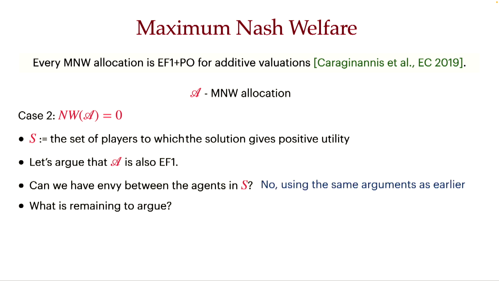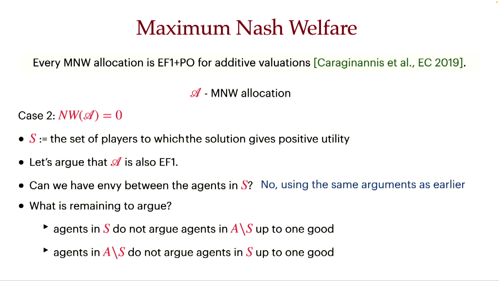Now, what is remaining to argue? That agents in S do not envy agents in A minus S, and agents in A minus S do not envy agents in S. Okay. Now, agents in A minus S anyway get 0 utility, right. So, agents in S, can they envy? No. So, they do not envy.